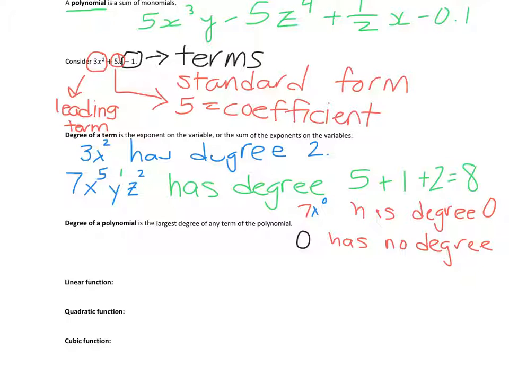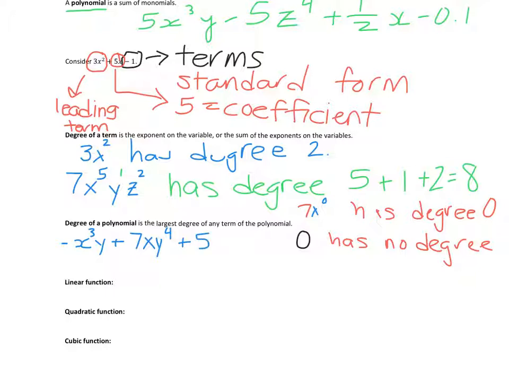And then the degree of the polynomial, that's our next definition. So we have degree of a single term. The degree of a polynomial is the largest degree of any term of the polynomial. So let's look at an example. Let's say we wrote negative x cubed y plus 7xy to the 4th plus 5. And now what's the degree of the polynomial?